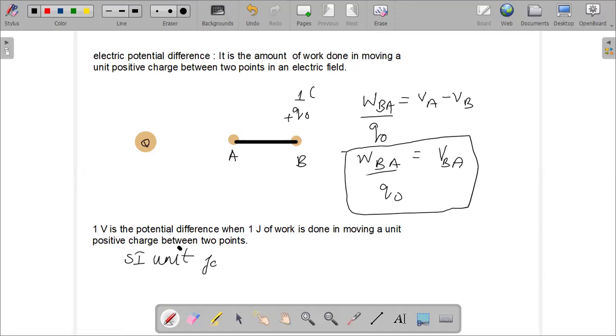SI unit for potential difference is volt. Okay. SI unit is volt, and it is also equivalent to joule per coulomb. So either you call it joule per coulomb or volt, which is the same.